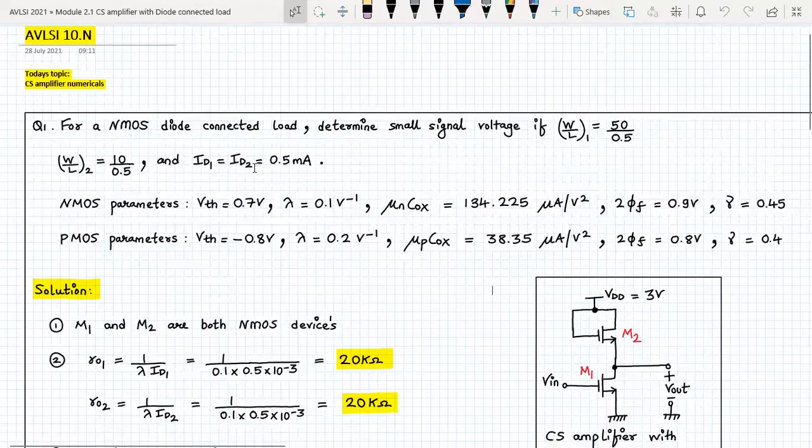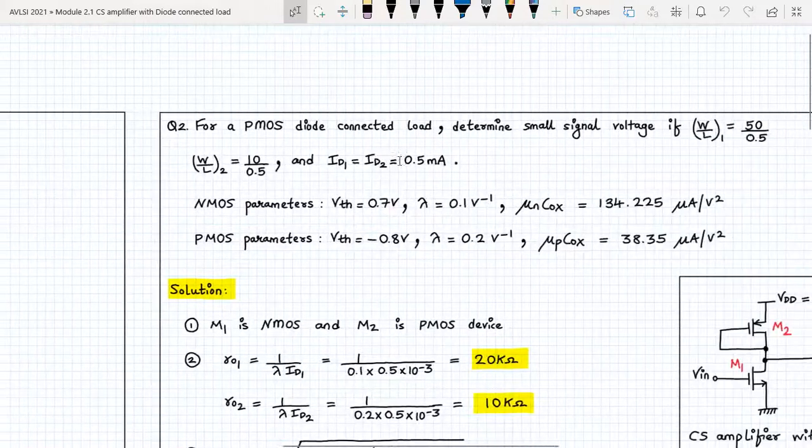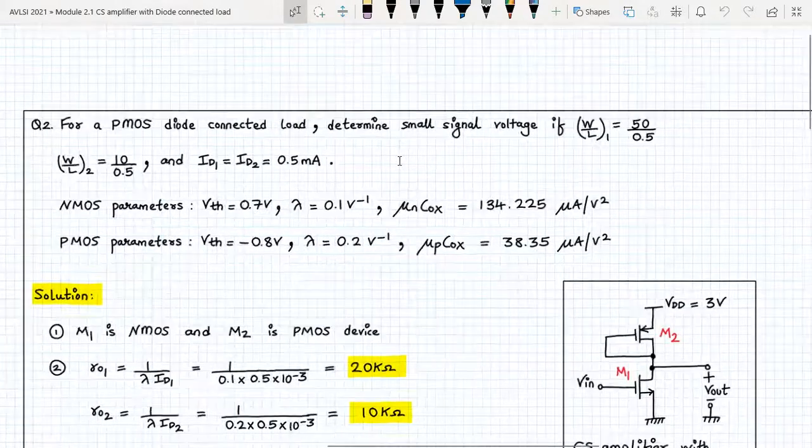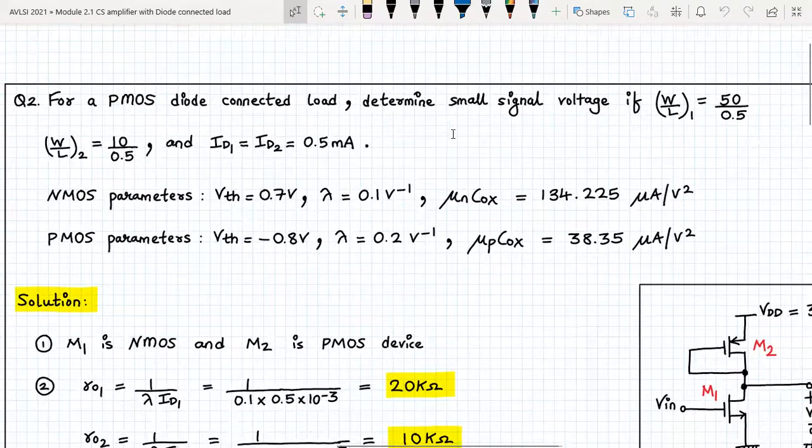In the last lecture, we solved question number 1, which was based on finding the small signal voltage gain for an NMOS diode connected load. Today we will go to question number 2 and try to attempt this question and get the answer. Here, for a PMOS diode connected load in a common source amplifier, we have to determine the small signal voltage gain.